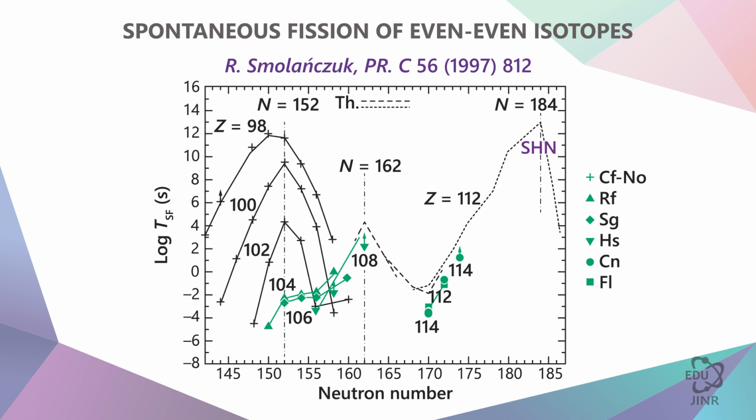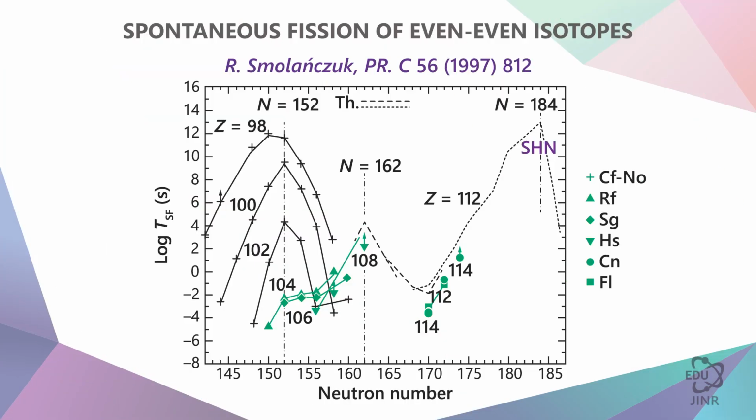Spontaneous fission is, of course, considered more difficult. Spontaneous fission is a collective process of tunneling through a potential barrier, a fission barrier. Tunneling is much more difficult than alpha decay. But here is what we know.